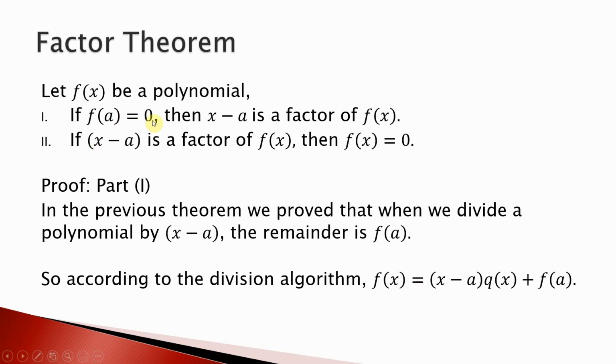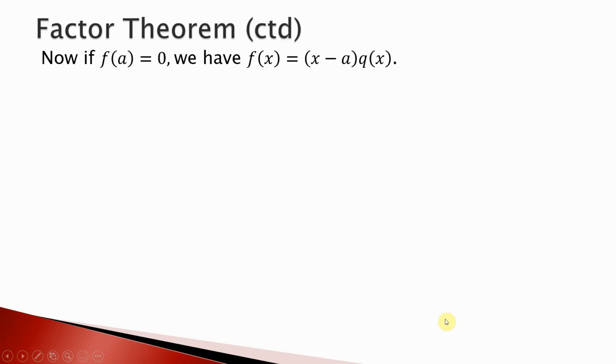If f of a is 0, then f of x would be equal to x minus a times q of x, which means x minus a is a factor of f of x. The remainder term vanishes if it's 0, so x minus a is a factor of this polynomial, which proves part 1.